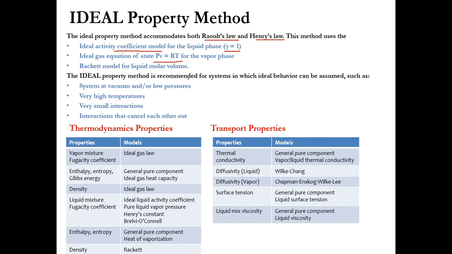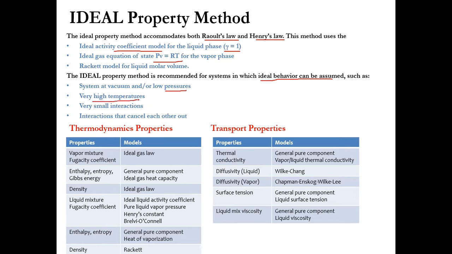Now, this method is recommended for the systems in which ideal behavior is or can be assumed. For the systems which are exhibiting ideal behavior, you can select the ideal property method. But for those systems which are highly non-ideal, you will go to the activity coefficient model, which I will tell you about. Systems at vacuum or low pressure will show ideal behavior.